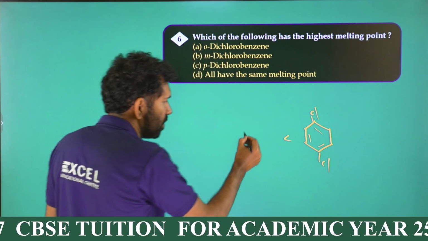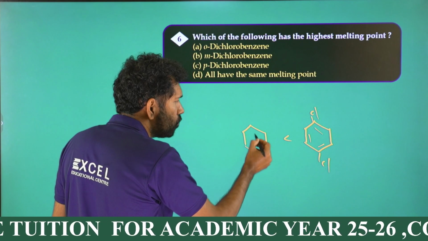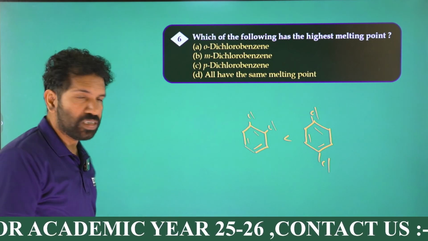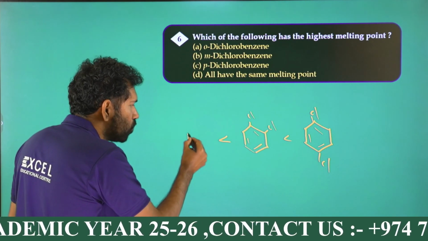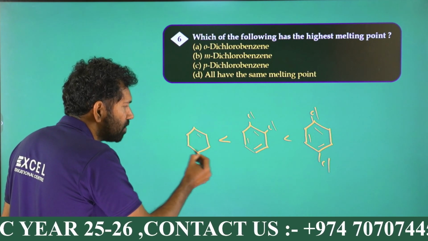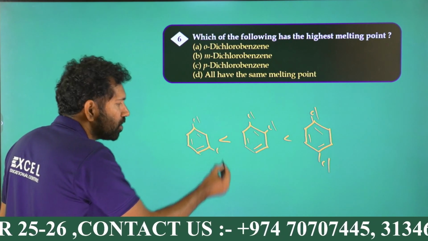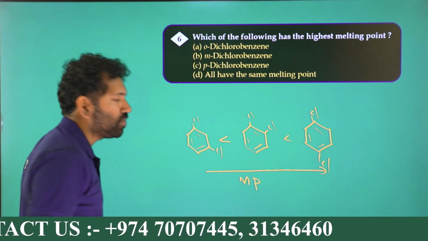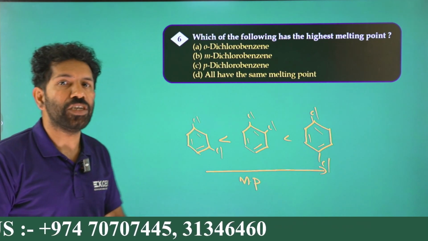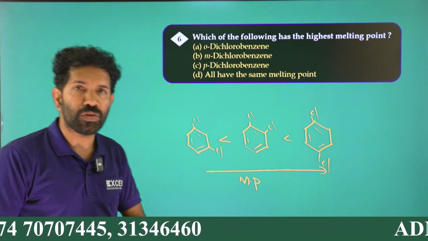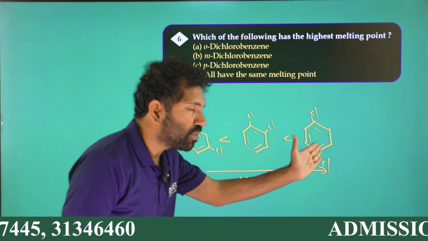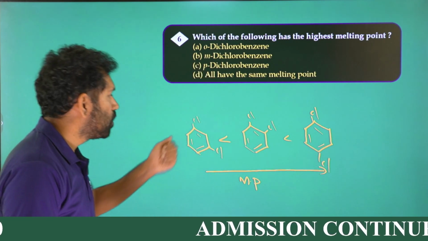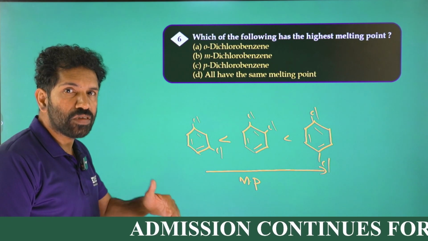We'll discuss. Then this is 1,2-dichlorobenzene, and this is 1,3-dichlorobenzene. This is the order of melting point, students. We studied already the order of melting point of isomers of dichlorobenzene: 1,4-dichlorobenzene has the highest melting point, then 1,2-dichlorobenzene, then 1,3-dichlorobenzene.